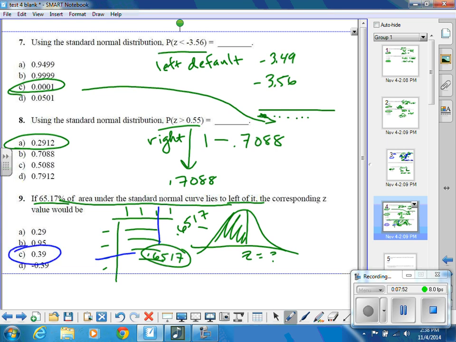Please stop and double check that you can get that in the chart. Look for this area there. You find the z-scores on the side that line up and go with it, and it's 0.39. Please double check that you can do that, okay?